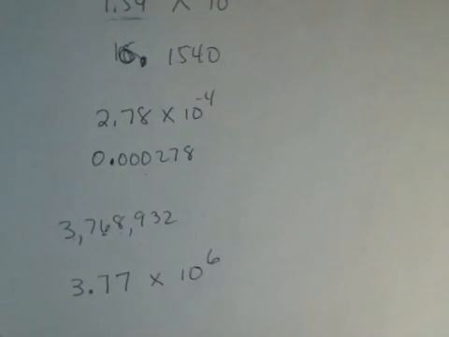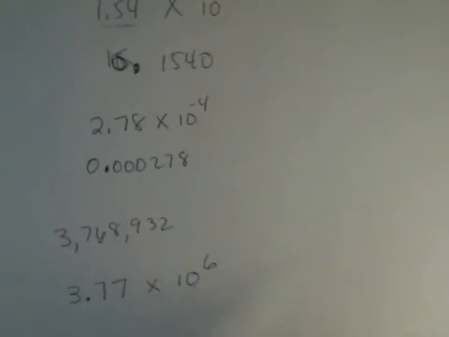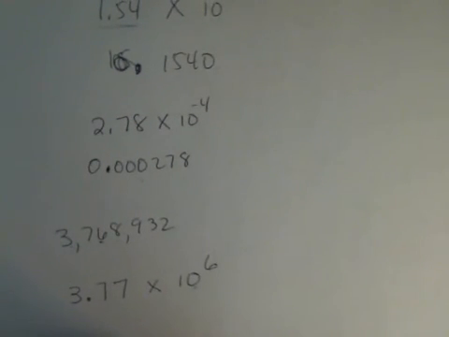10 to the 6th means a million. So you are multiplying 3.77 times a million to get 3,770,000. Okay, so try to use your knowledge of what these powers of 10 mean, and instead of writing times a million, we use 10 to the 6th power. And it's positive again because this number is bigger than 1.